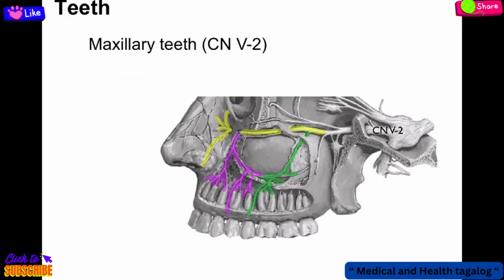Now, what about the sensory innervation of our teeth? So maxillary teeth are innervated by cranial nerve V2. There we have V2, the maxillary nerve that traverses the foramen rotundum, and then as it courses through the infraorbital canal, it gives rise to our posterior superior alveolar nerve, middle superior alveolar nerve, and anterior superior alveolar nerve. And as their names imply, the posterior superior innervates the posterior teeth in the maxilla, the anterior superior innervates the anterior teeth, and the middle somewhere in the middle.